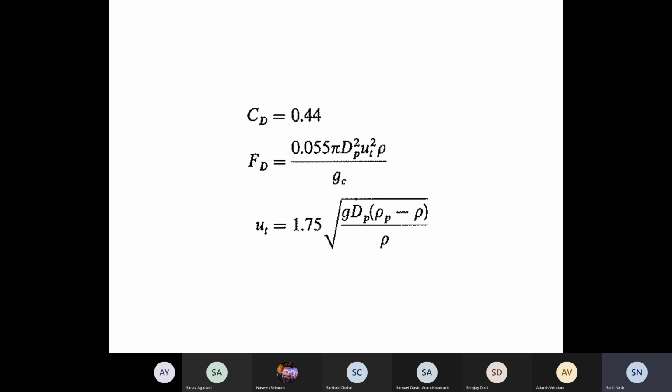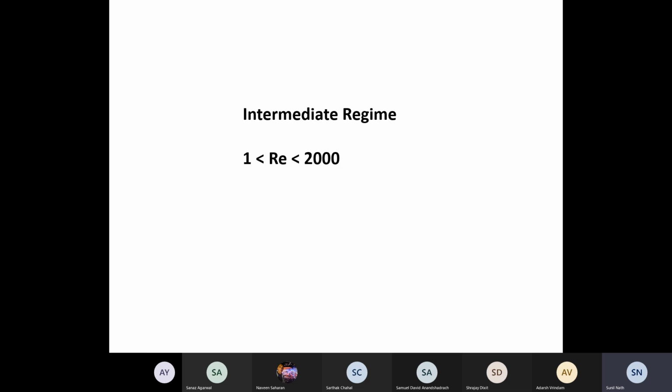So that's the next slide. What, a question mark. 1 less than Re less than 2000. Let's call that the intermediate region. What should we do there?